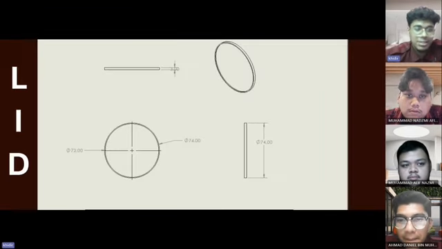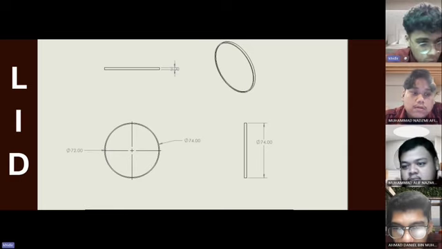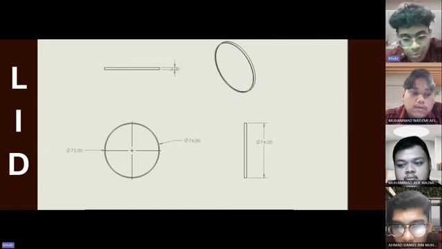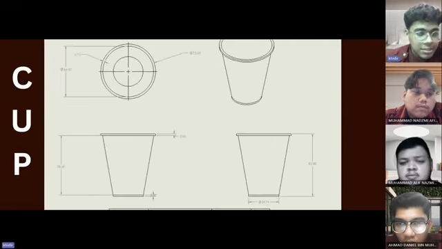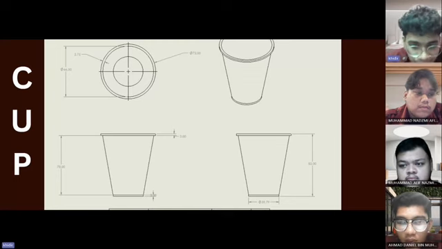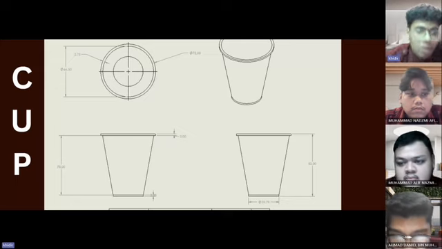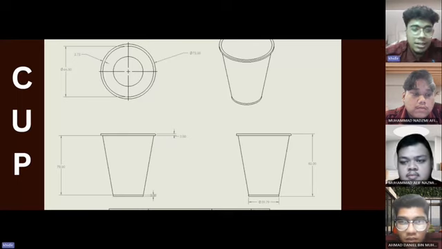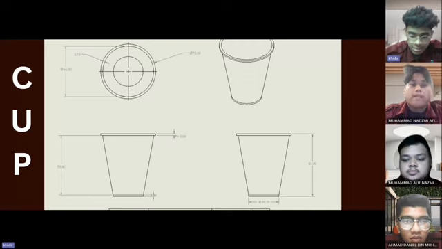For the lid, the dimension is a circle of 74 diameter with a 72 diameter circle that ensures a grip for the lid to the cup, and the lid is for an 8 ounce cup. And this is the dimension of the cup. It has 82 height, and the top and the bottom have 2 mm of thickness to make sure the pudding container does not spill out.